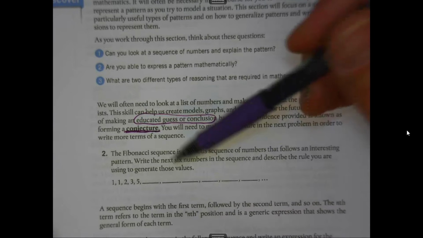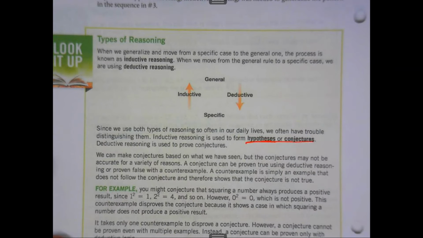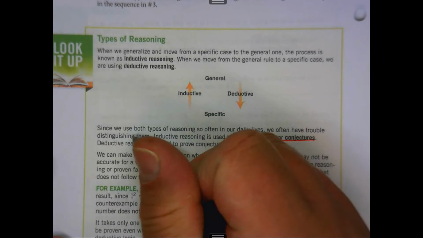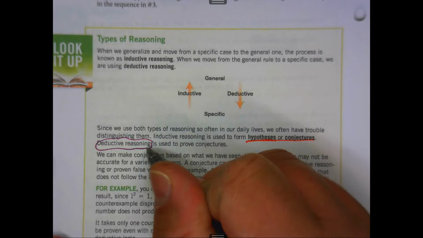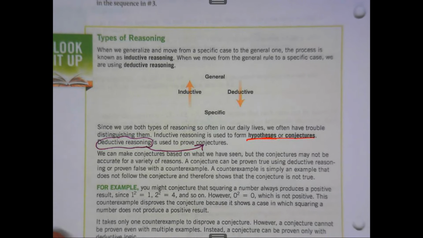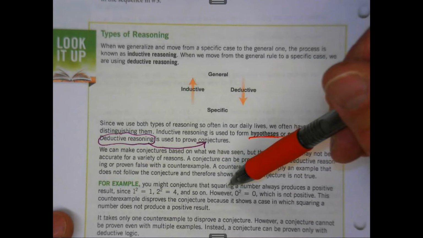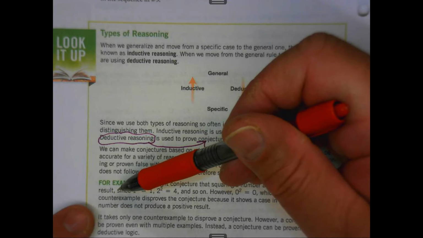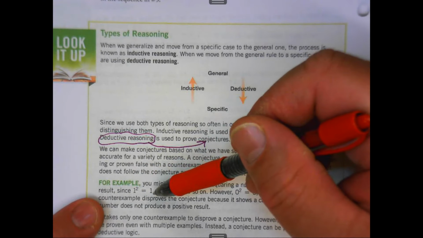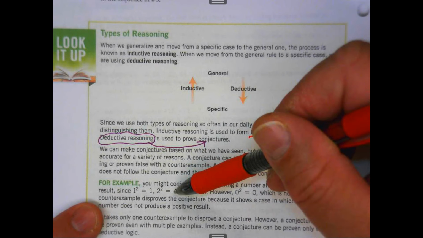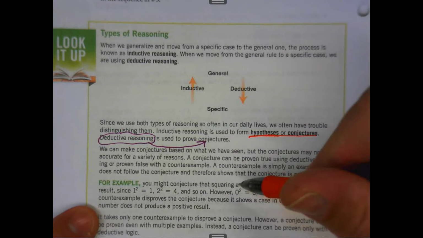Okay, so deductive, you're going to prove what you came up with. Okay, for example, you might conjecture that squaring a number always produces a positive result, since 1 squared equals 1, 2 squared equals 4, and so on. However, that rule gets broken when we look at the number 0 squared. 0 squared equals 0, which is not positive because 0 is neither positive nor negative.